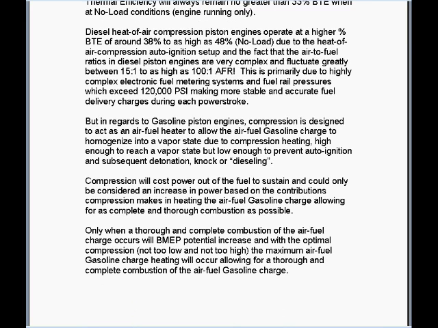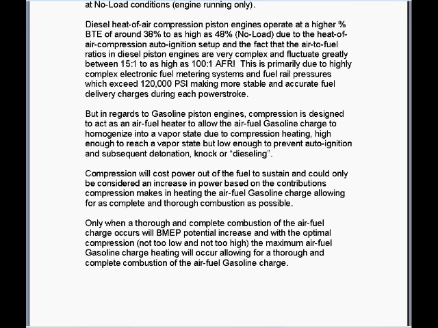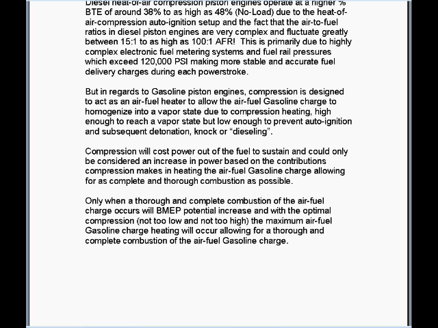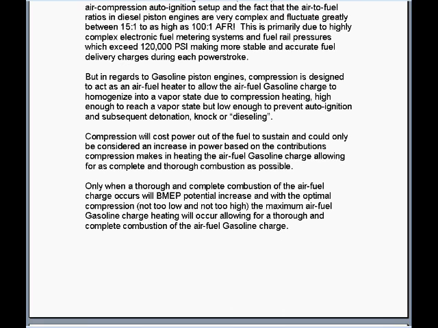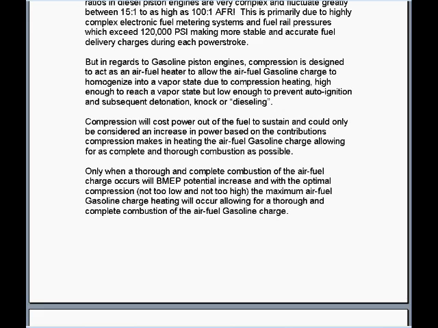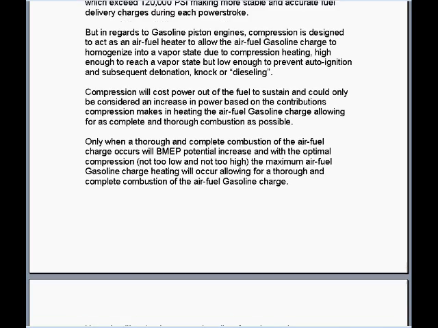Diesel heat of air compression piston engines operate at a higher brake thermal efficiency of around 38% to as high as 48% under no load conditions, due to the heat of air compression auto ignition setup and the fact that the air to fuel ratios in diesel piston engines are very complex and fluctuate greatly between 15:1 to as high as 101 AFR. This is primarily due to highly complex electronic fuel metering systems and fuel rail pressures which exceed 120,000 psi, making more stable and accurate fuel delivery charges during each power stroke.